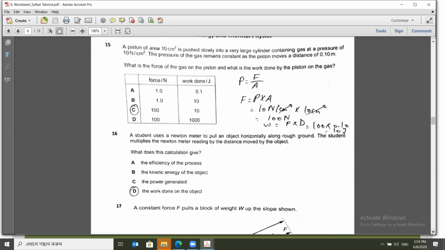Okay, sir. The first one, it is told to find the force. The formula is P is equal to F by A. A piston of area 10 centimeter square. Then you have to rearrange: F is equal to P times A.